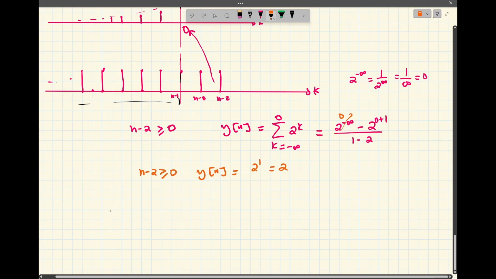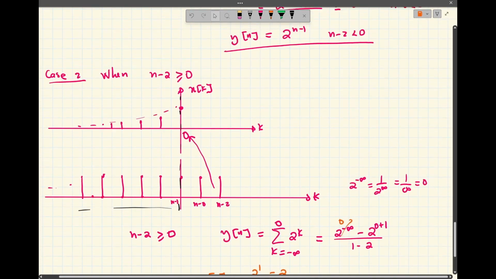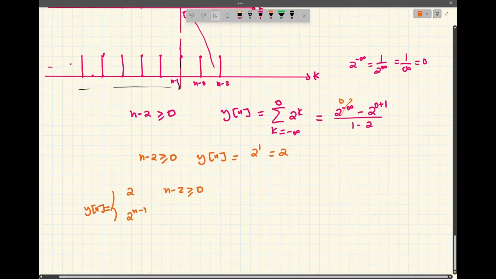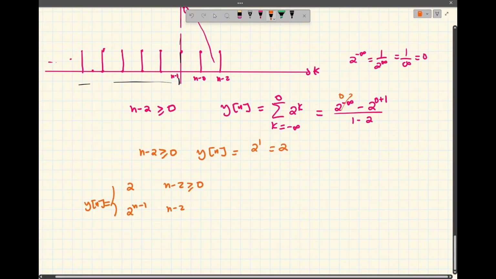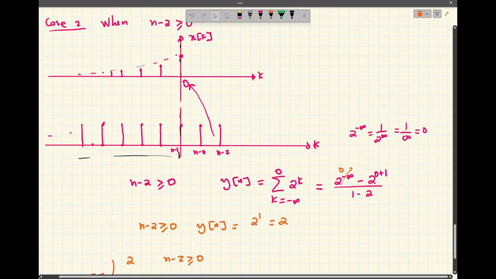Now let's put it together. We have y of n equal to 2 when n minus 2 is bigger or equal to 0, and 2 to the n minus 1 when n minus 2 is less than 0.